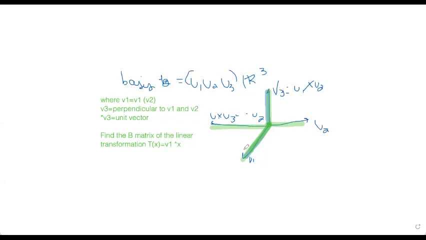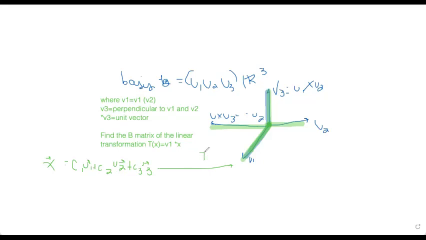So, armed with this information, we want to figure out the B matrix, right? So how are we going to go about doing this? Well, we're going to make that chart that I showed you earlier that was kind of handy dandy for looking at all of this stuff. So we're going to have X being equal to C1 V1 plus C2 V2 plus C3 V3.